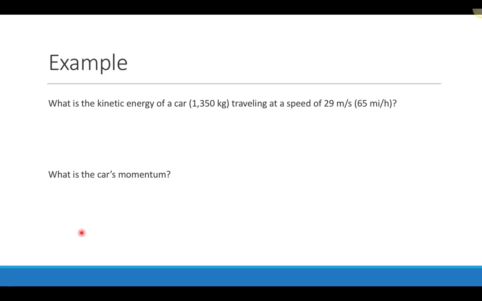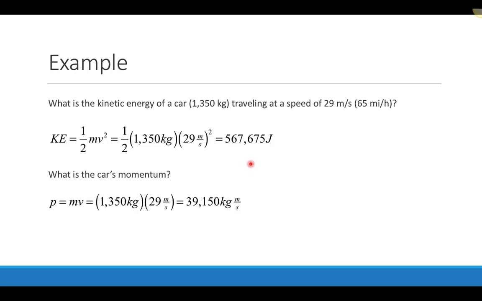All right, we've done some examples, but let's go ahead and do one more example here. What is the kinetic energy of a car that has a mass of 1,350 kilograms that's traveling at a speed of 29 meters per second, which is about 65 miles per hour? Kinetic energy is 1/2 times the mass times the velocity squared. So 1/2, 1,350 kilograms times 29 meters per second squared. Only the 29 is squared, and then I can multiply by 1,350 and then times 1/2, and I get 567,675 joules.